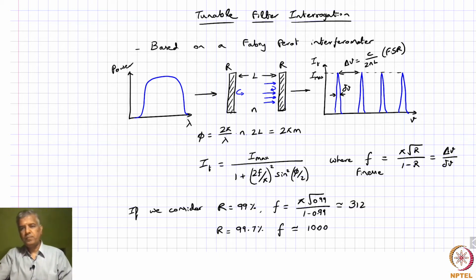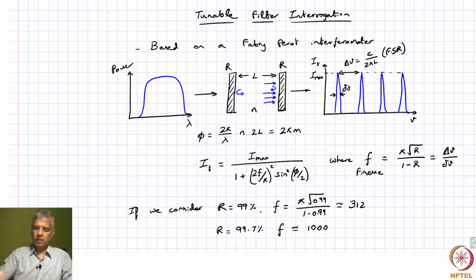That is going to be an important aspect, because as we will see, these transmission peaks, this is the transmitted light, would be used to interrogate a grating, and the width of each of these longitudinal modes determines the resolution with which you can capture the individual fiber Bragg grating resonance. So that's what we will look at next.